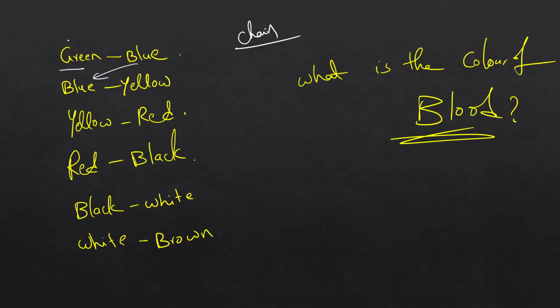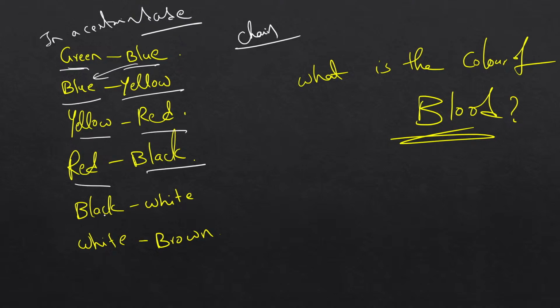For example, the question is going to be like this: in a certain code, green is blue, blue is yellow, yellow is red, red is black, black is white, and white is brown. I'm repeating once again. In a certain code, green is blue, blue is yellow, yellow is red, red is black, black is white, white is brown.